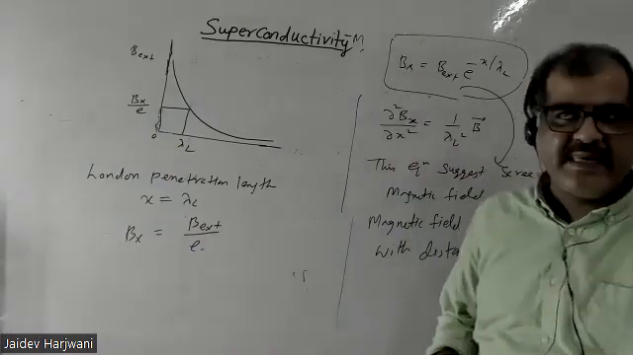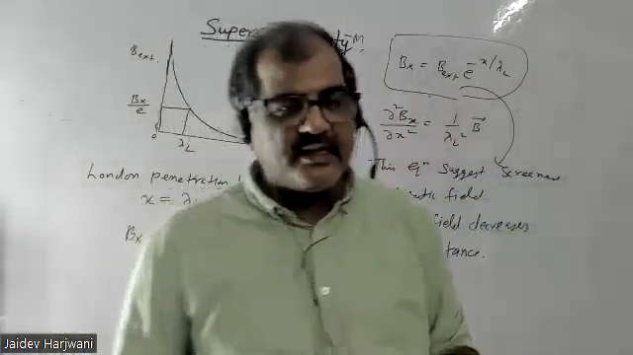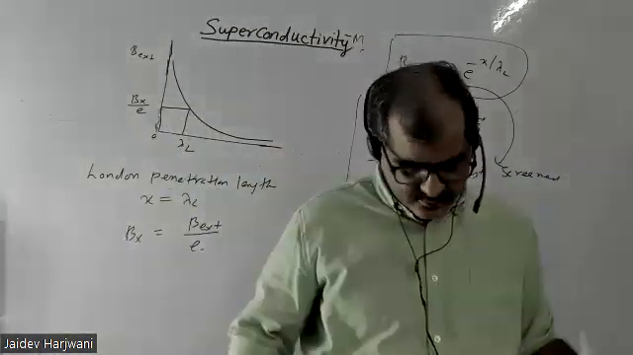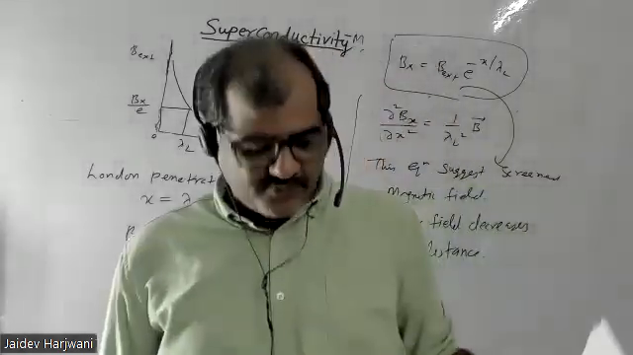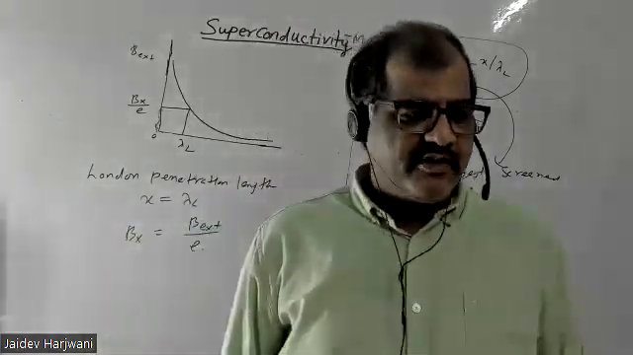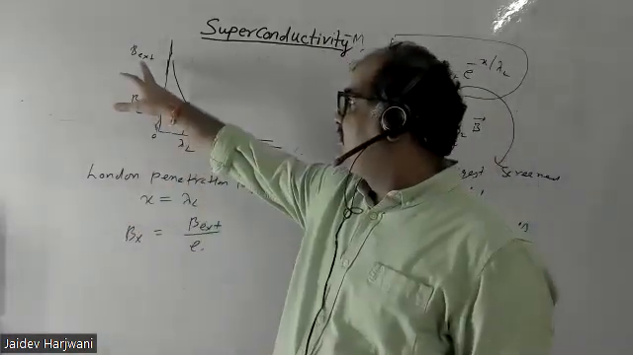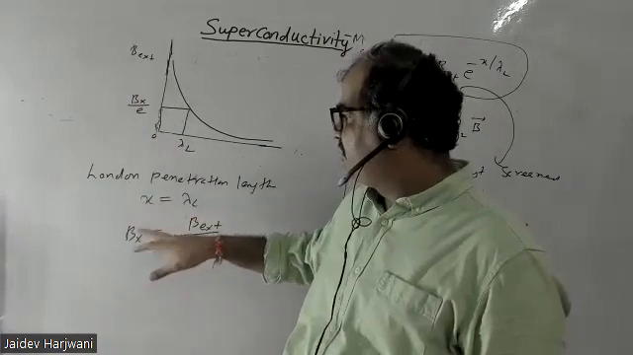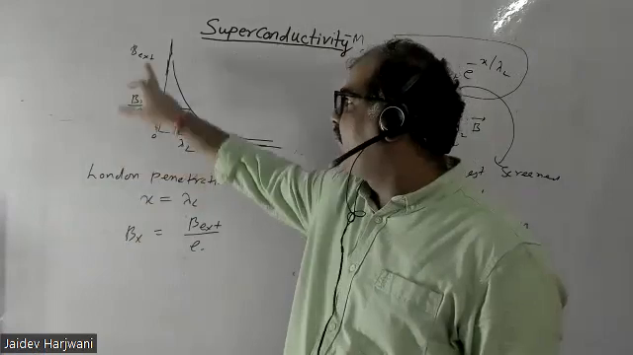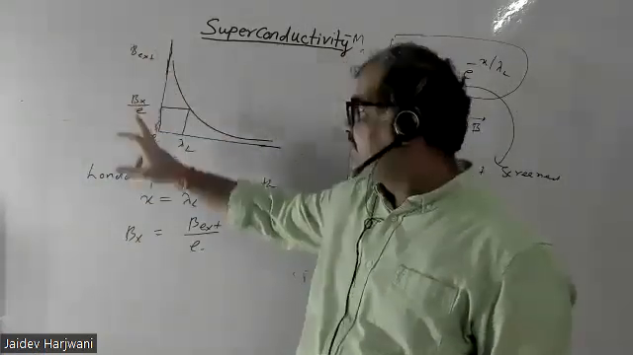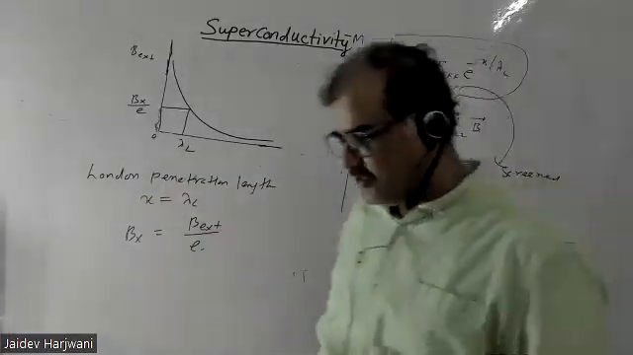Now, B by e, what percent is that? If I take B by e, what percent? Suppose e is 3, then it will go to 33%. Very good. So the length at which the magnetic field becomes 36.7% of the original magnetic field is called your London penetration depth. And this is the characteristic length of a superconductor.